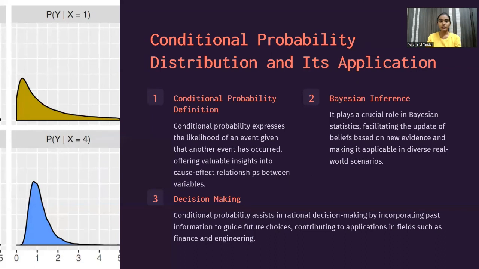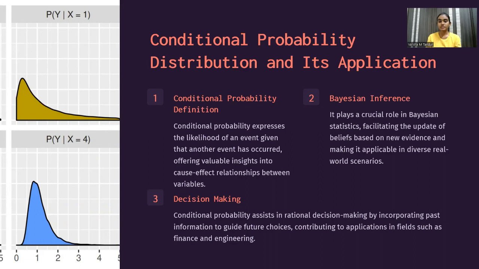Next one, conditional probability distribution and its application. Conditional probability definition. Conditional probability expresses the likelihood of an event given that another event has occurred, offering valuable insights into cause-effect relationships between variables.